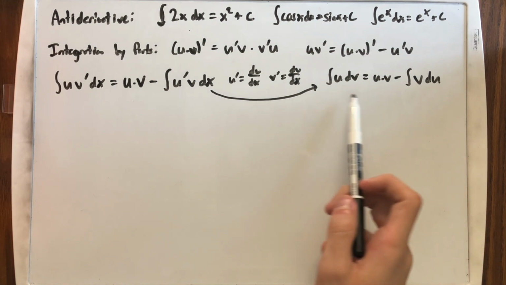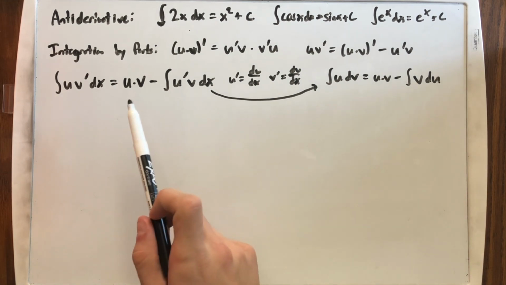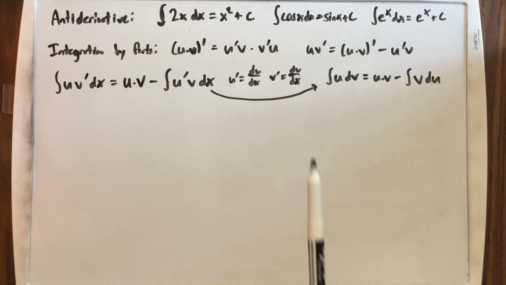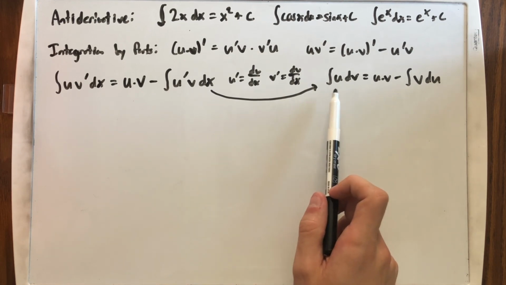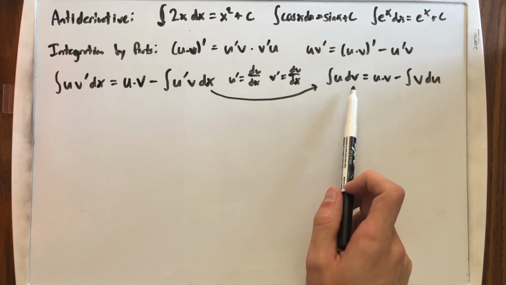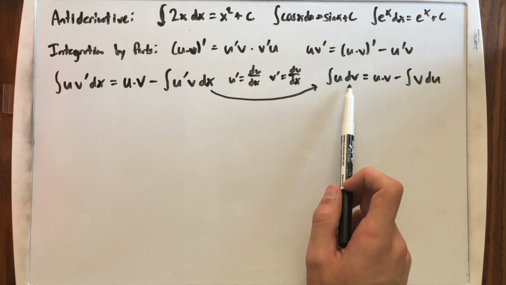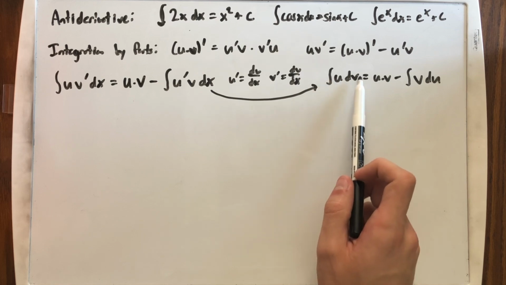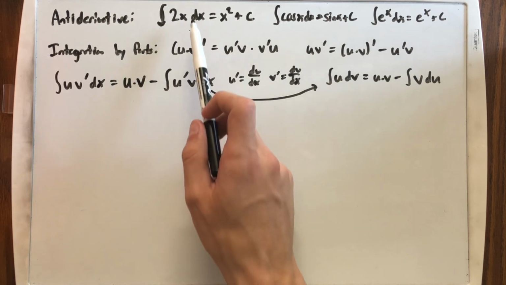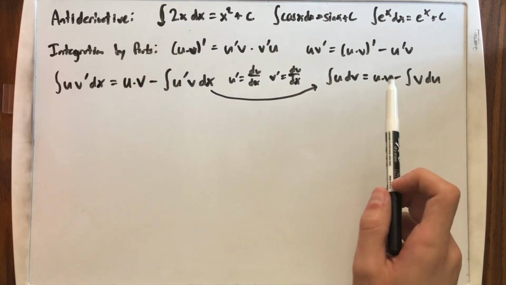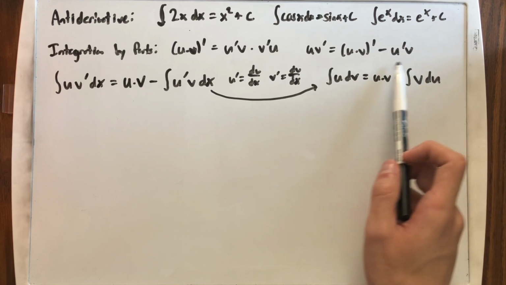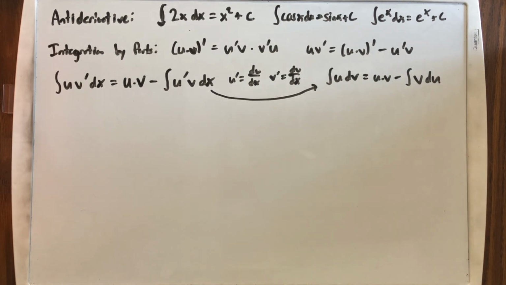Now this is really useful if you come across an antiderivative that you can't actually find very neatly, and you can split your terms into a u and a dv, where your dv will include your integration term, and you can actually split them up to find this equation much more easily.